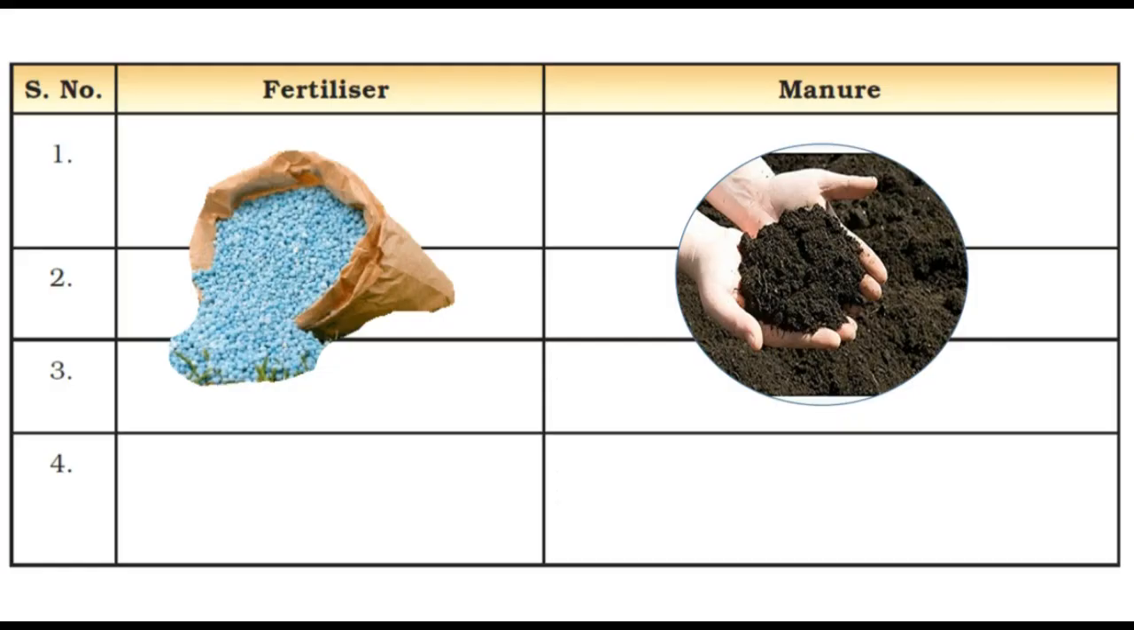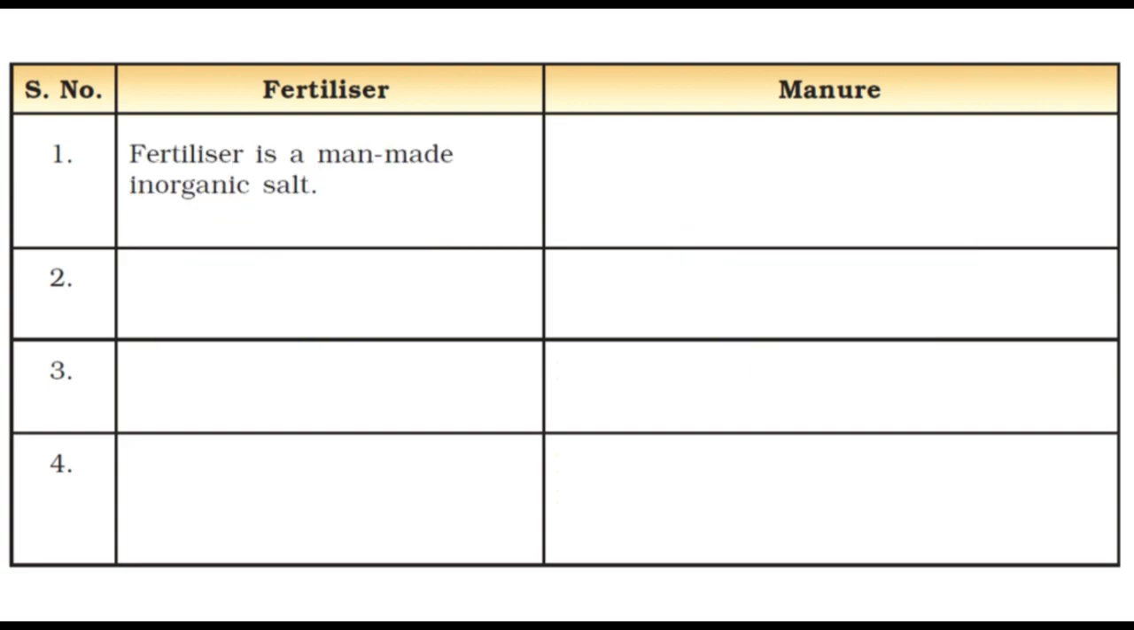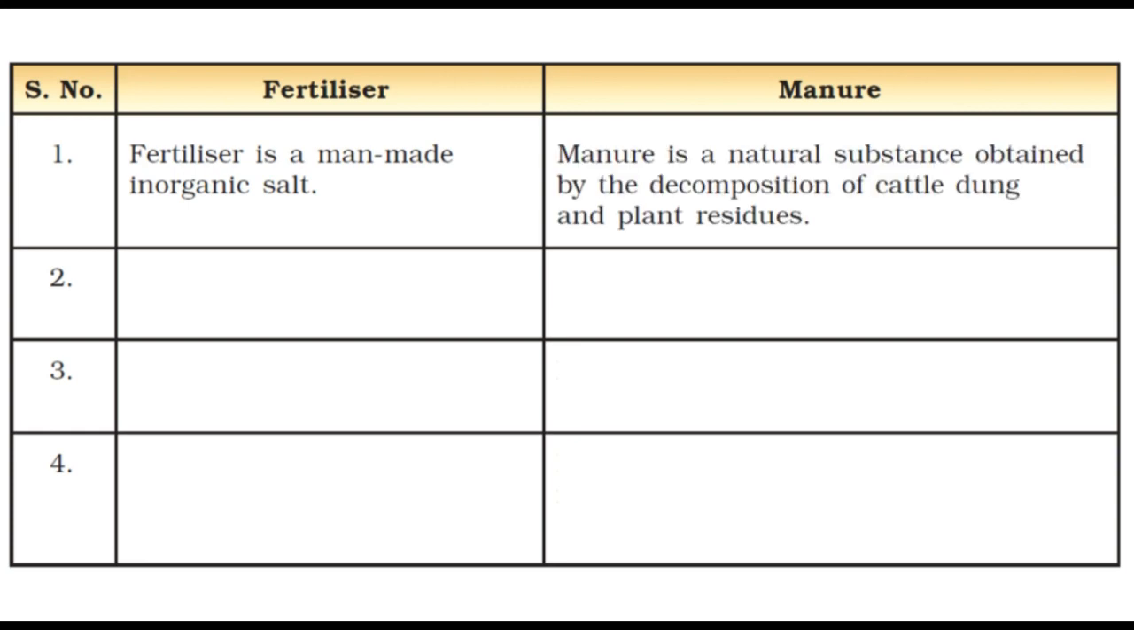You have already studied what fertilizer is. It's a chemical substance, it's man-made, and so it is inorganic. It is synthesized in laboratory and manufactured in factories. But manure is natural. So the first difference is fertilizer is a man-made inorganic salt and manure is a natural substance obtained by the decomposition of cattle dung and plant residues.